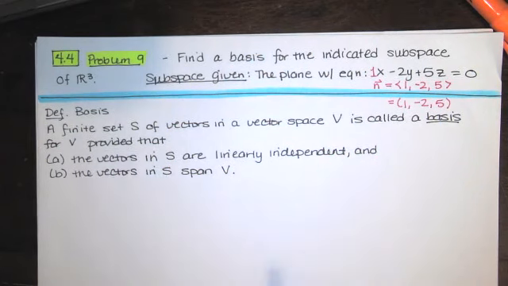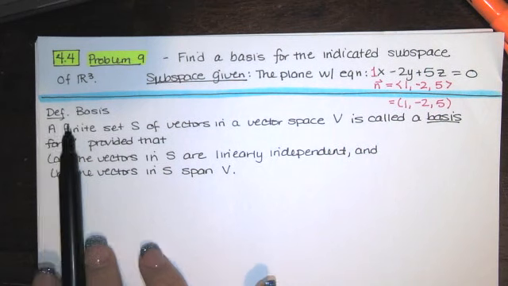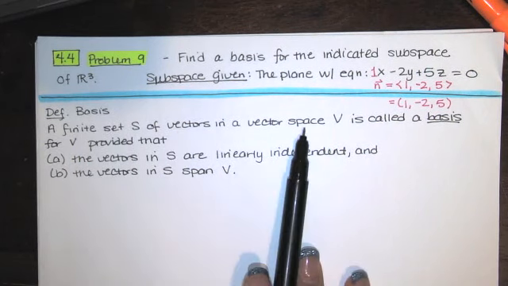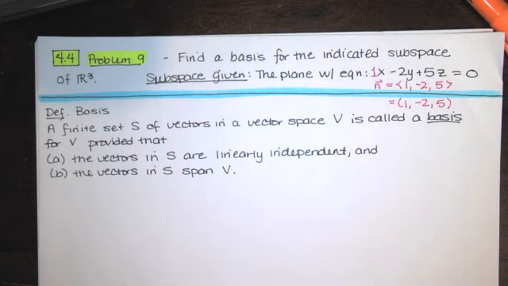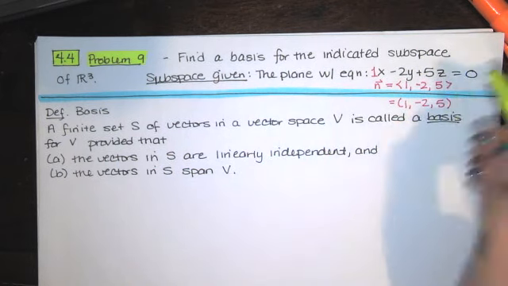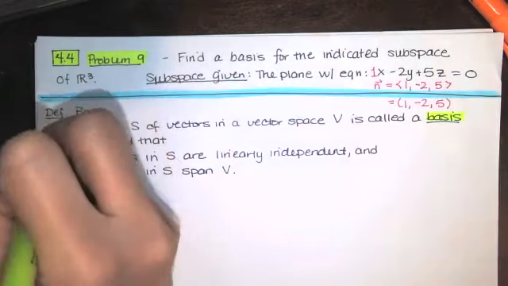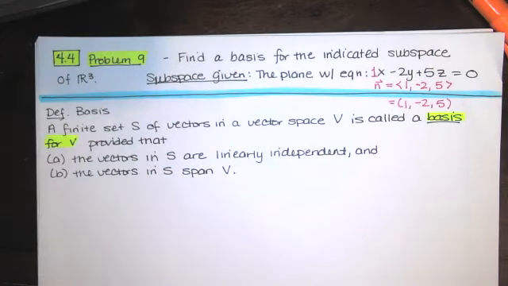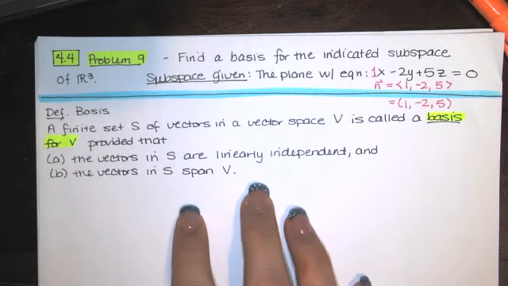So let's look at the definition. In your textbook, it says a basis is a finite set S of vectors in a vector space V, and that finite set is called a basis for V, in our case, a basis for this plane, provided that the vectors in S are linearly independent and the vectors in S span V.